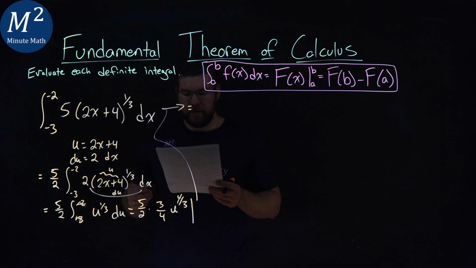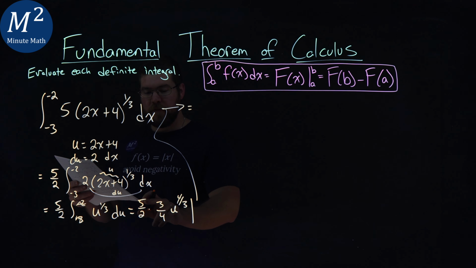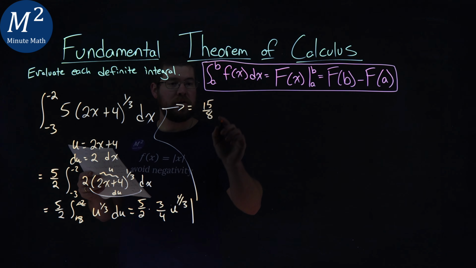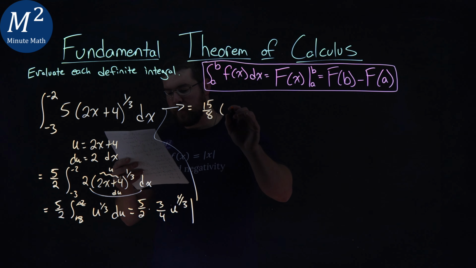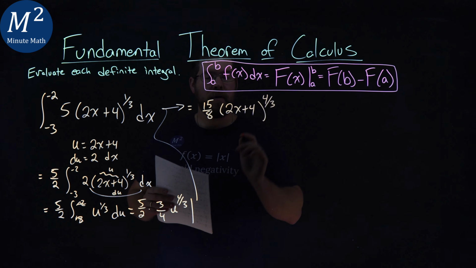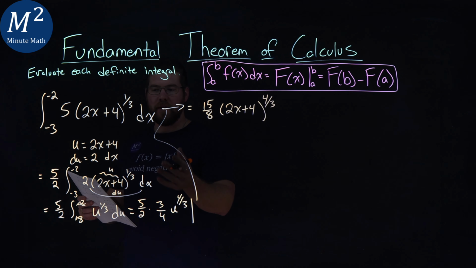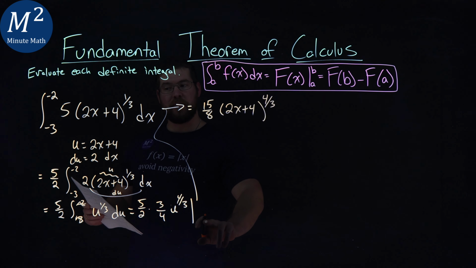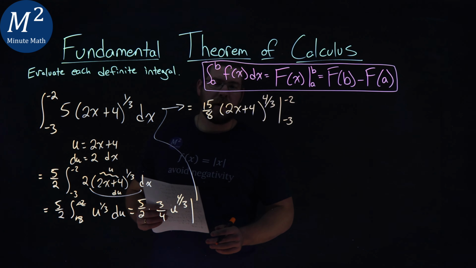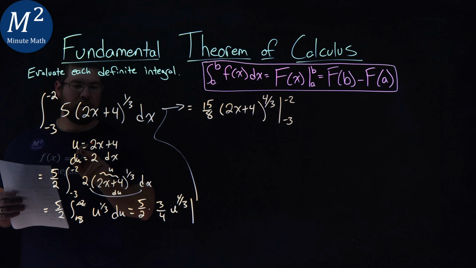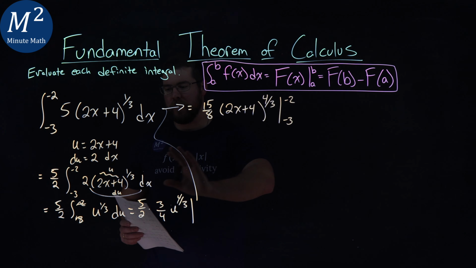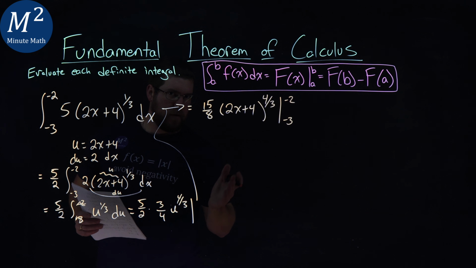So plugging that back in, write it in terms of x. Let's simplify it. 5 halves times 3/4 is 15 over 8. And then instead of u, let's plug our u back in, 2x plus 4 to the 4/3 power. And this is from -3 to -2. Normally we would rewrite what these bounds are in terms of u, by plugging these values in for x to find the equivalent u value, but I'm bringing it back to x, so I don't do that step because I know I'm going to bring it back anyway, okay?